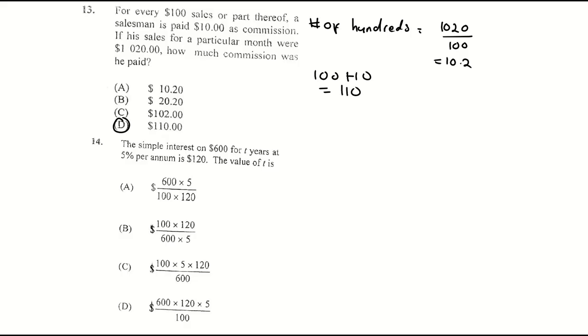Alright, number 14, simple interest of 600 for T years at 5% per annum is 120. Then the value of T is, now if we remember, T is your simple interest by 100 over principal by rate. What is the simple interest? 120. We're looking for 120 by 100 but divided by 600 by a rate. So the answer is B.